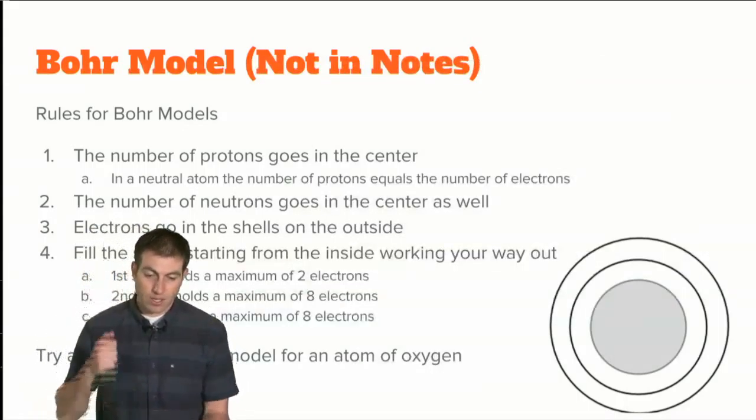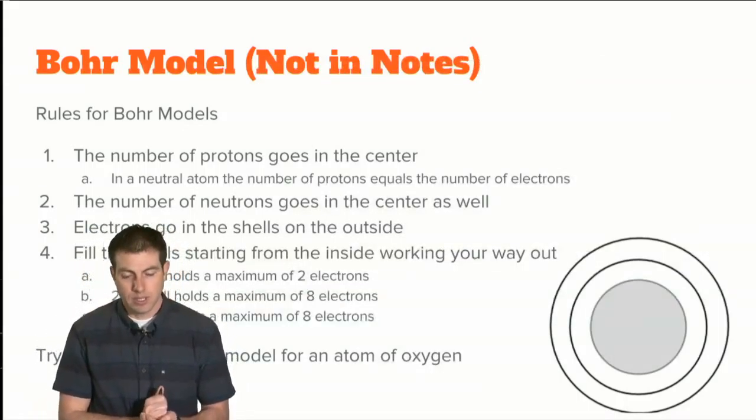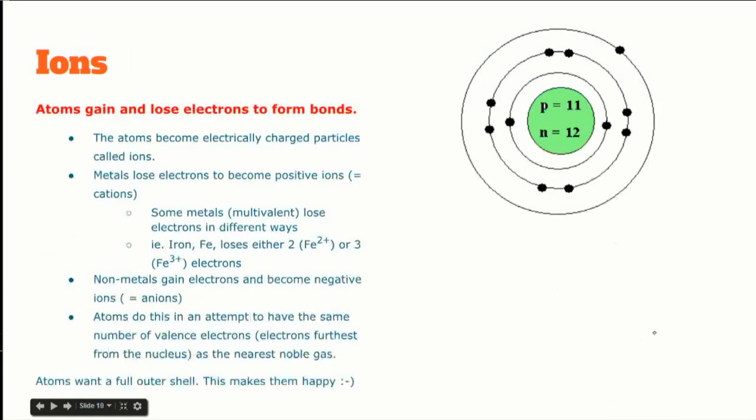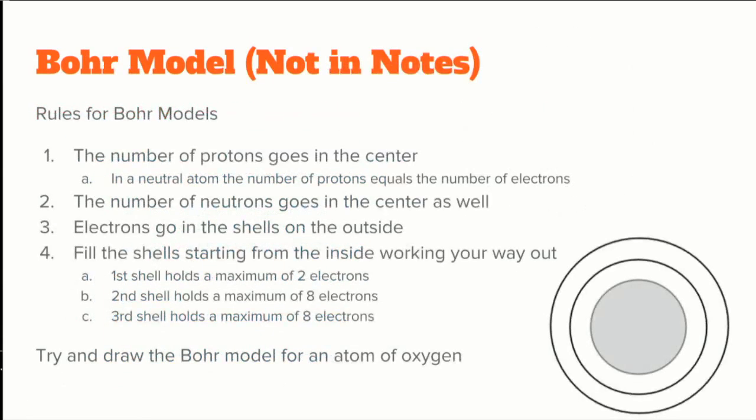So, rules for Bohr models. In the middle, in this gray area here, you're going to put the number of neutrons and the number of protons. Sorry. And then we're going to put the electrons in the rings around the outside. So we're going to draw the electrons as just dots.